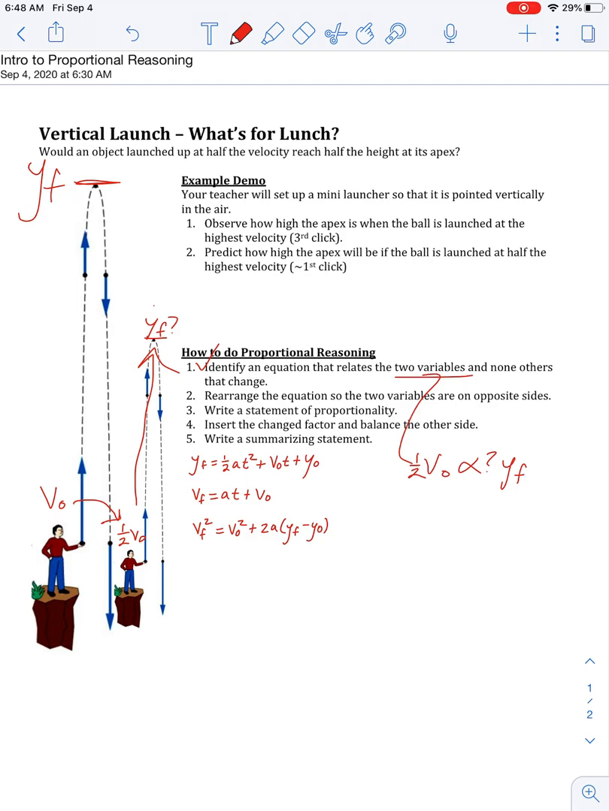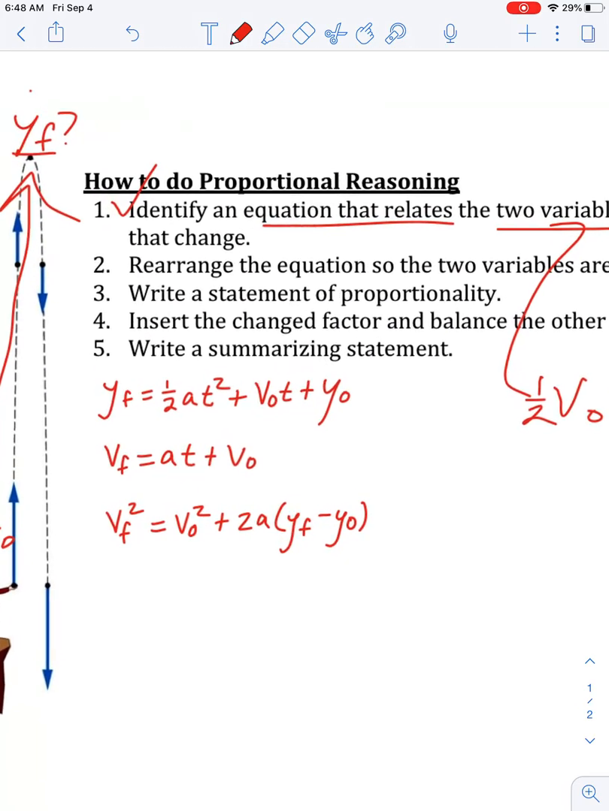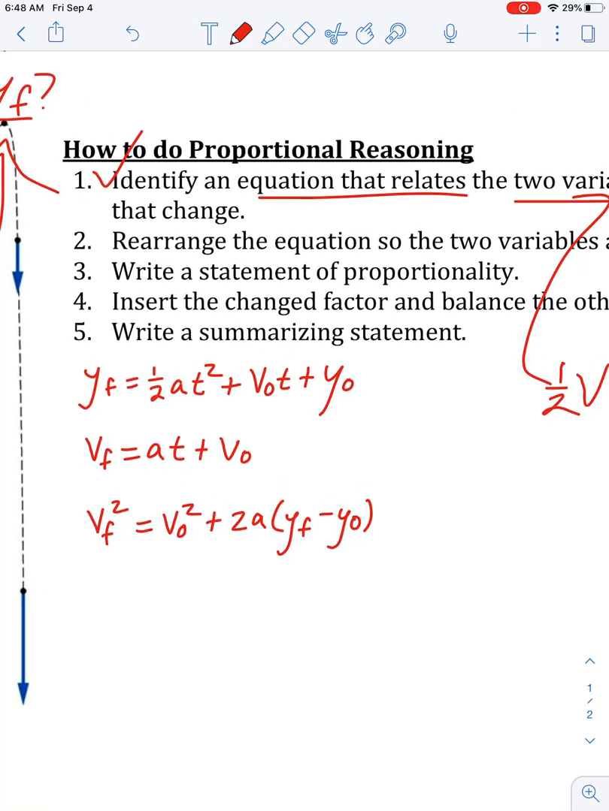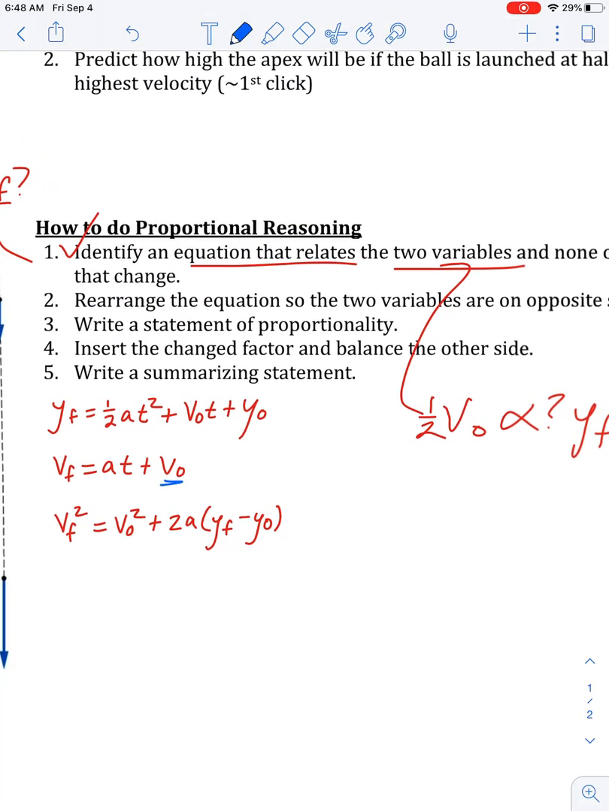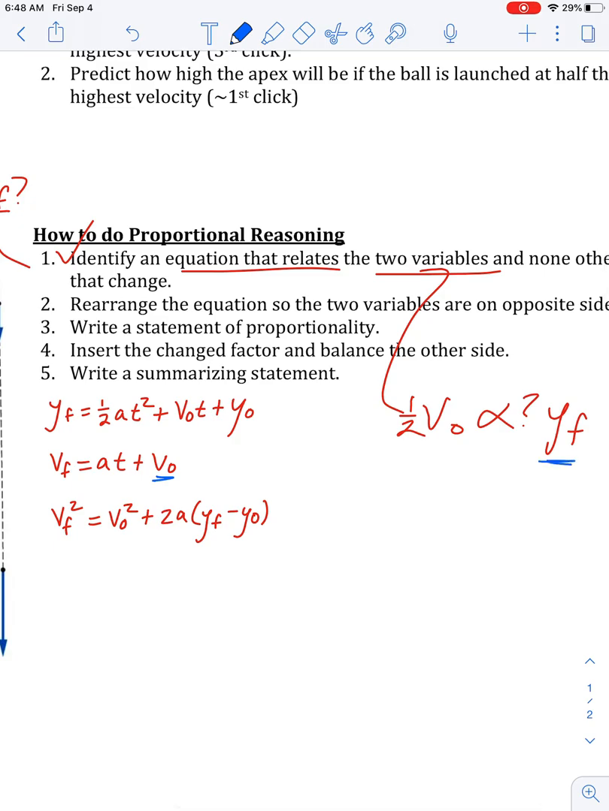So the first thing we need to do, like I said, is identify an equation that relates those two. Well, right away we can see the second equation is not going to work for us, because the second equation, while it has the initial velocity in it, does not have Y final anywhere in there, right? So this one does not relate the two, so it's not going to work for us. The first equation we can see could possibly work. Sure enough, it's got initial velocity and it's got final height or final position in the Y direction.